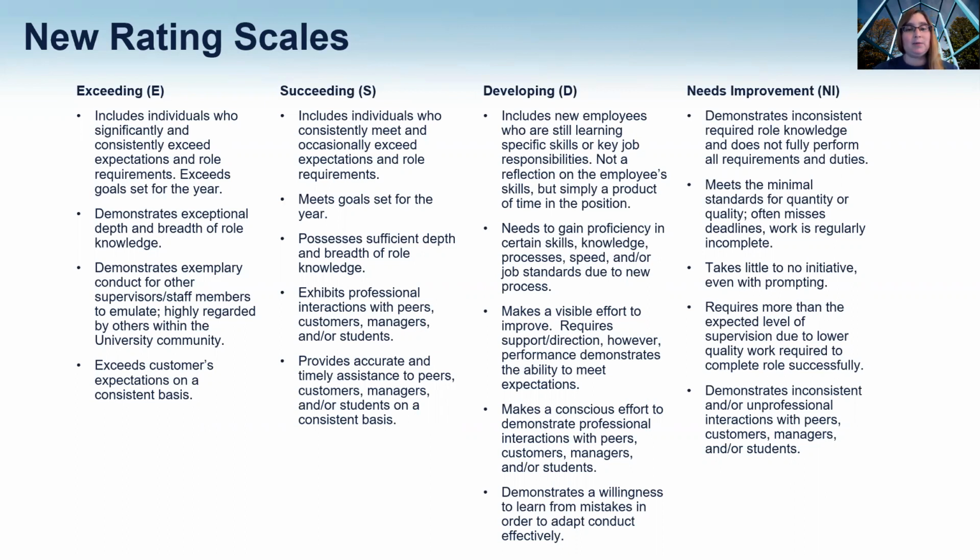And then the other 2 ends of the spectrum here, needs improvement and exceeding, are really reserved for those exception cases. Exceeding is going to be somebody that is really a high performer, performing way above and beyond what you would expect for the role. They're really demonstrating some exceptional work or knowledge or initiative, whatever that may be. That's what that rating's reserved for. And then needs improvement is obviously for folks that haven't quite met the minimums of the role. Maybe they need some additional training or guidance or resources to help them succeed.